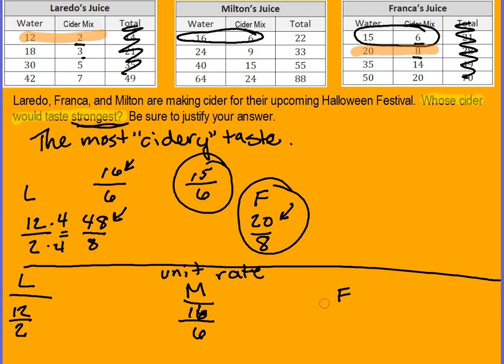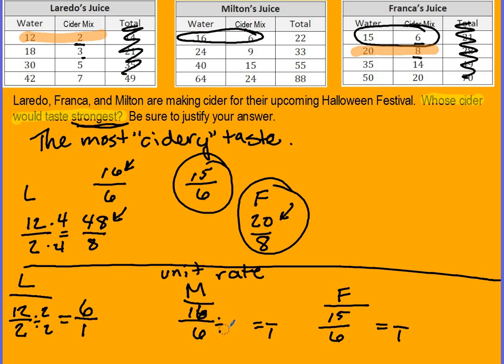And then Franca has 15 parts water to every 6 parts of cider mix. So what I'm going to do is find out the amount of water per 1 part of cider. So when all of these are equal to 1 part of cider, how much water is that? And the one that has the least amount of water is going to be my strongest flavor. To do that, I'm going to have to divide. And for Laredo, I'm dividing both by 2. So for every 1 part of cider, Laredo puts in 6 parts of water.